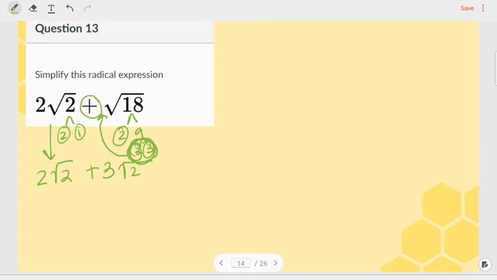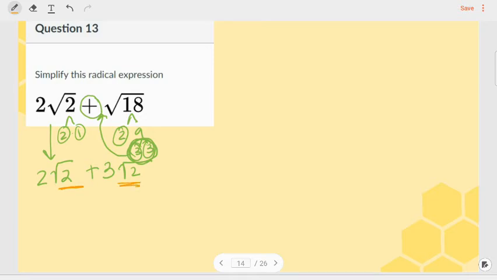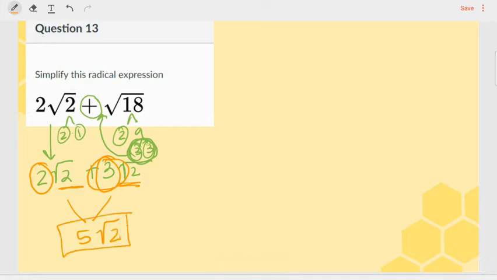Well, all of a sudden, if you'll notice, my radicals are the same. So now I have like term radicals, so I can combine them. Remember, I only add the numbers in front. So 2 plus 3 is 5 radicals of 2. And that's my final answer for that.